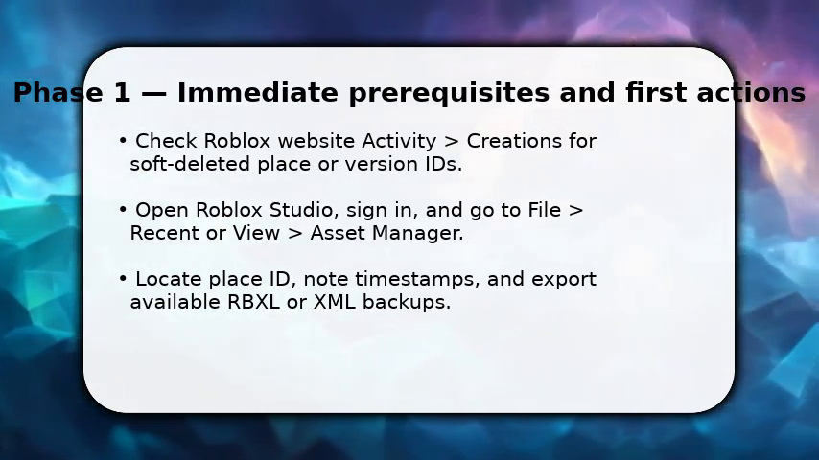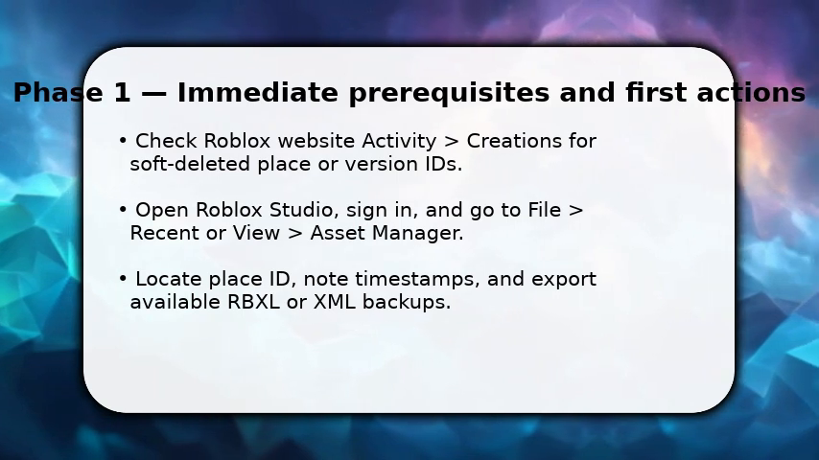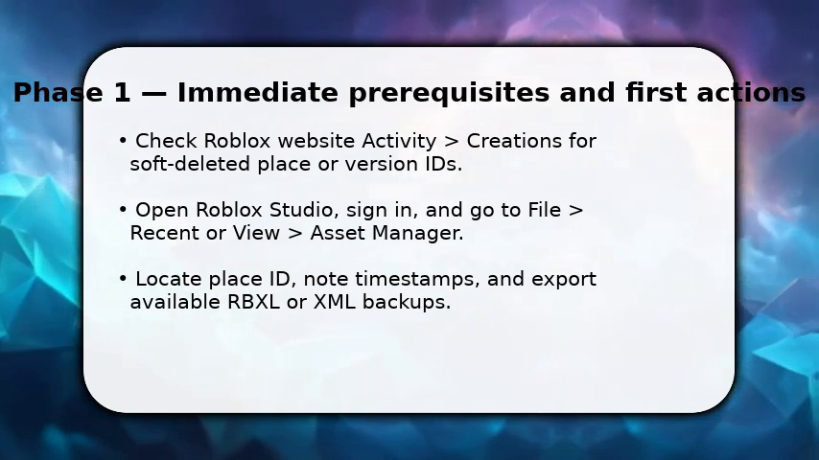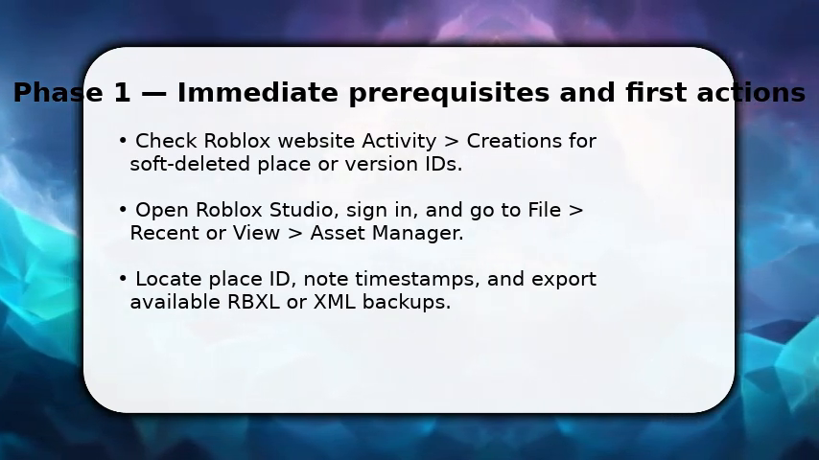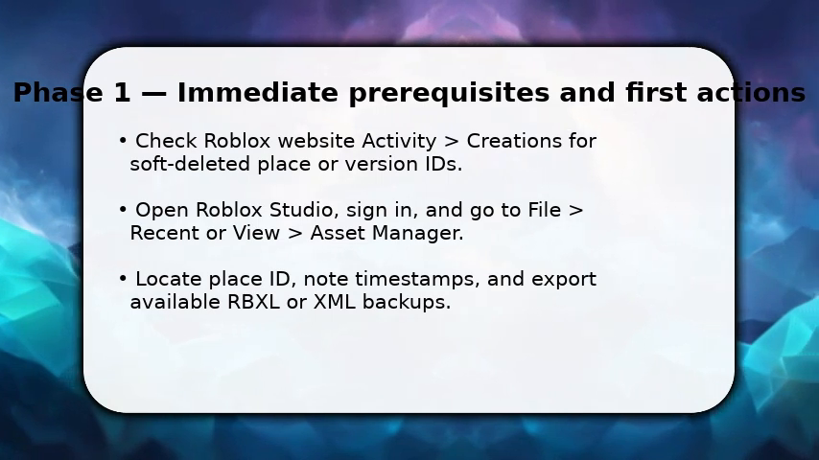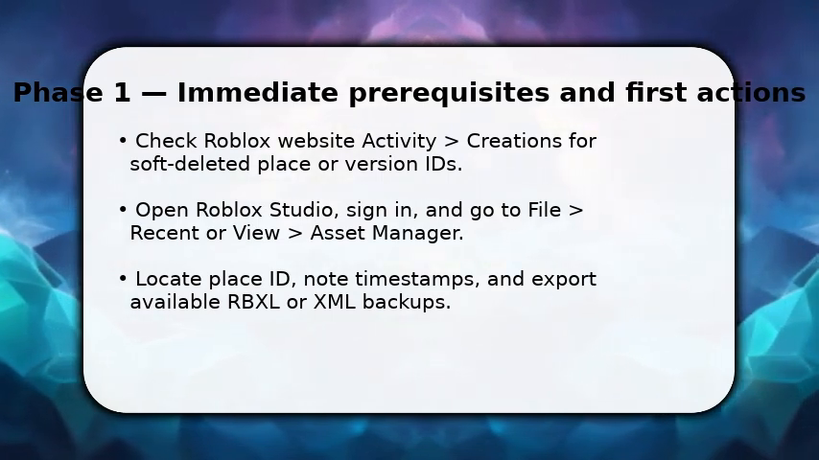Next, open the Asset Manager and export any RBXL or XML backups you can access. Doing this preserves data before making changes, so you avoid overwriting recoverable content and buy time for deeper restoration steps.